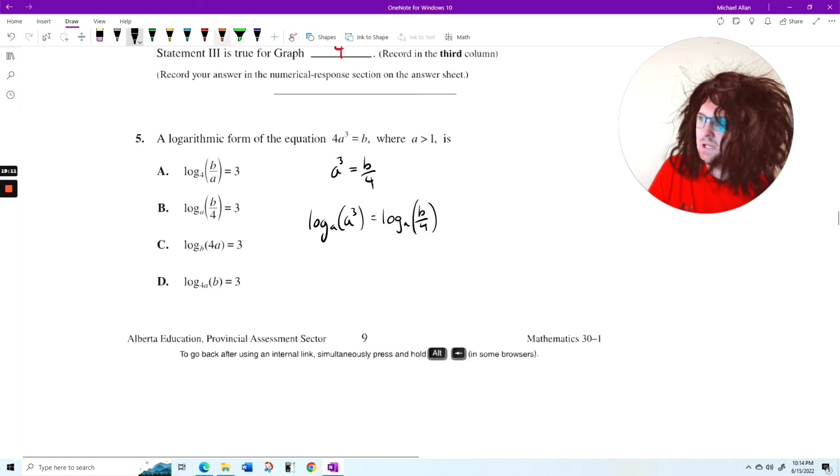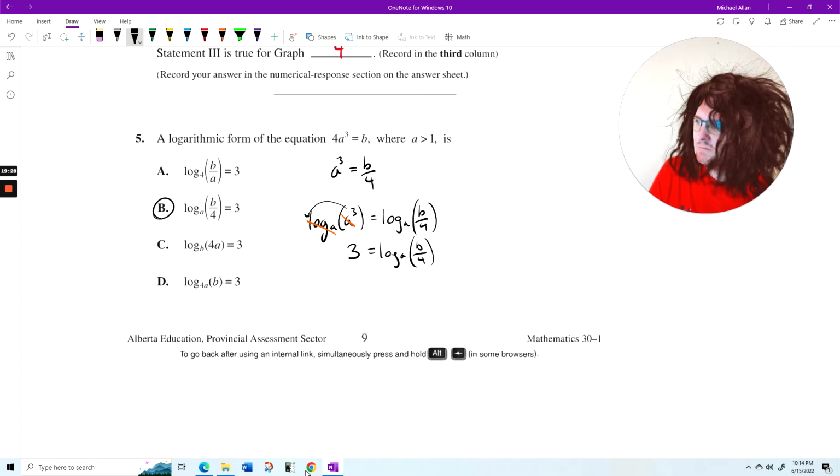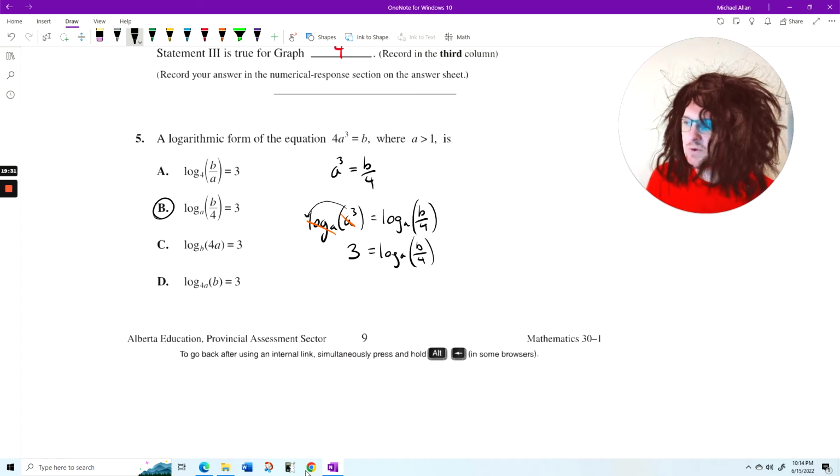Okay, so this one here cancels out because they are inverses, or you could use that rule where you drop the 3 down and log base a of a is 1. So this will become a 3. If you want to, you could just drop that down to the front. And I think we have our answer. So it looks like it's going to be b in this one. It'll be pretty good.